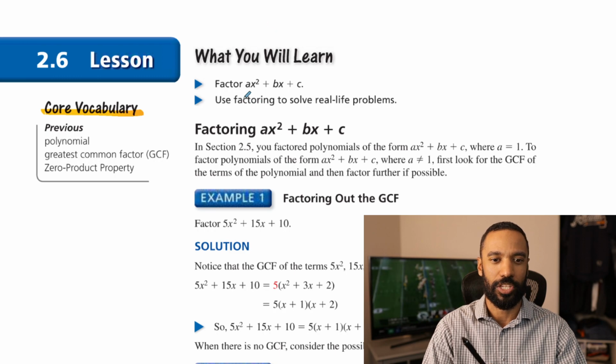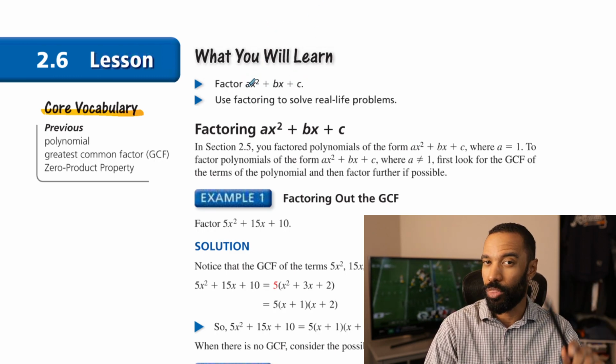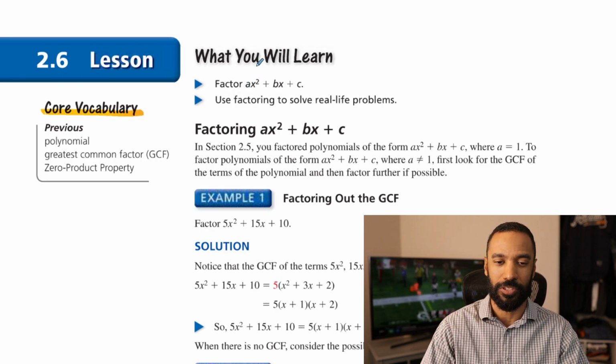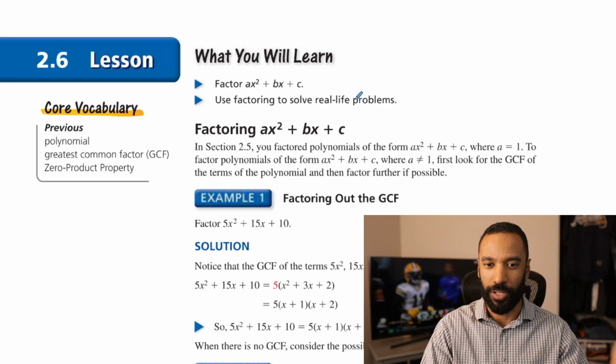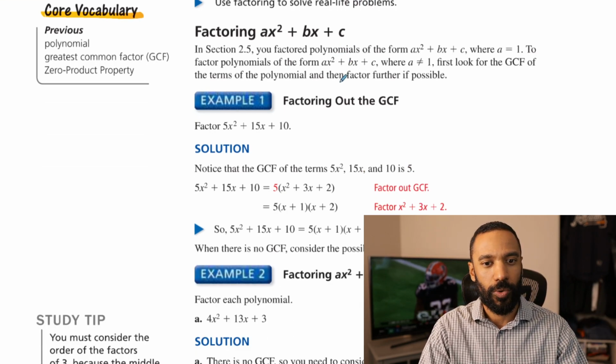We are going to factor ax squared plus bx plus c. Once again, that means that a is a non-1 value. Although, if there's a GCF that can turn it into 1, great, we'll do it just like the other stuff. And then use factoring to solve real-life problems. It seems like that's part of this stuff that we do a lot. Okay, factoring ax squared plus bx plus c.